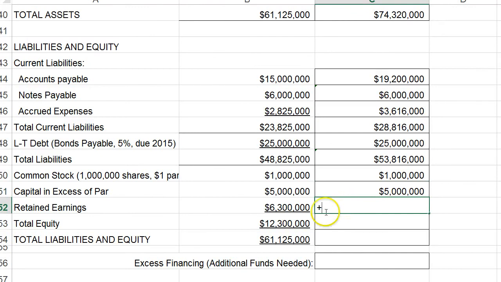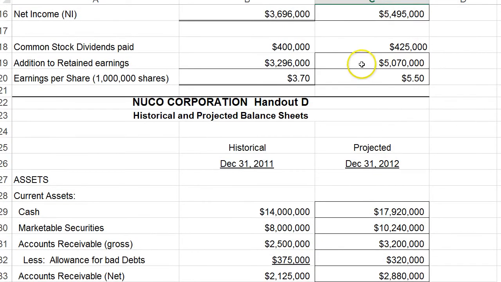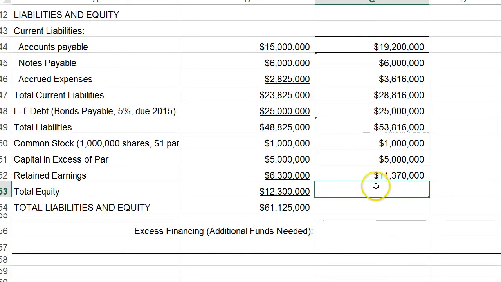Okay, so retained earnings. Again, we take last year's retained earnings and add the addition to retained earnings to it, and we get a new retained earnings of 11 million. Our total equity is going to be our retained earnings plus our capital in excess of par plus our common stock, and we get 17 million. Then for total liabilities and equity, we add our equity to our total liabilities, and we get, that's not right. That's better. Okay, so you get 71 million.